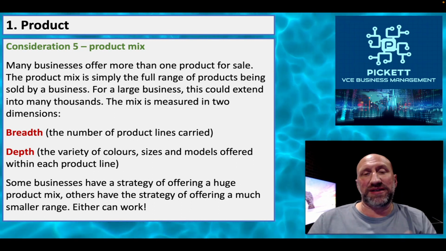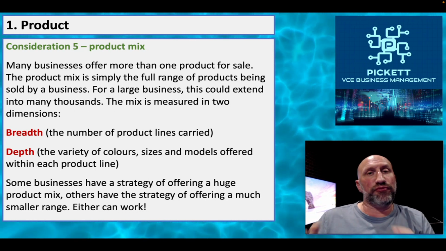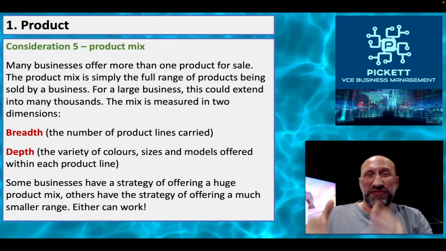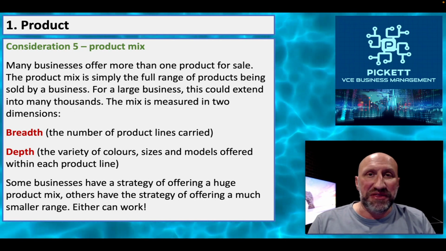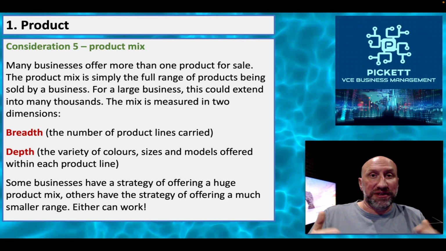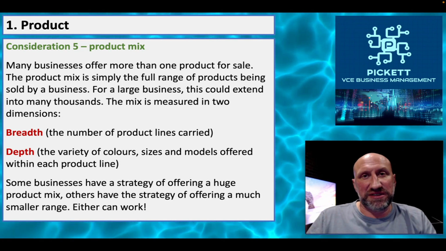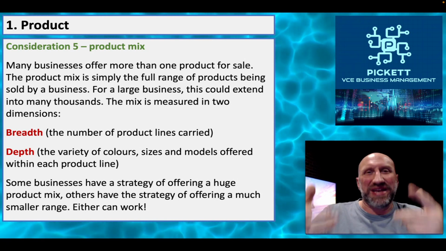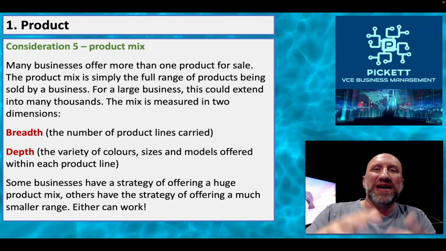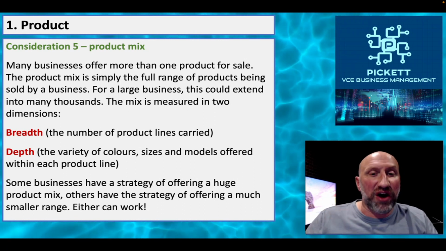The product mix is measured in 2 different dimensions. We have the breadth, which is the number of product lines carried, the number of different products, and then the depth is what sits behind the number of lines. In other words, the number of different colors, sizes, models, etc. within each product line. So if you think about the combination of that, it can be absolutely vast.